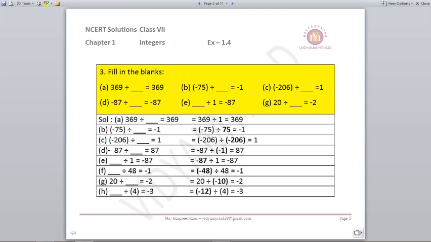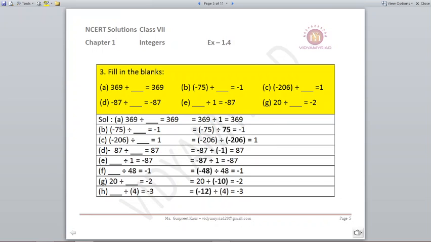Minus 75 divided by what number, you get minus 1. You need to have minus, that means you will divide by only 75, because when you divide by the same number, then only you will get 1 as your answer. Minus 206 divided by dash is equal to 1. Now you need a positive 1. So positive 1 means I need to divide this by minus 206 only.